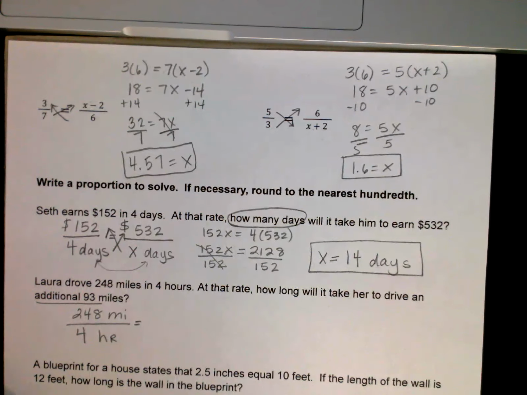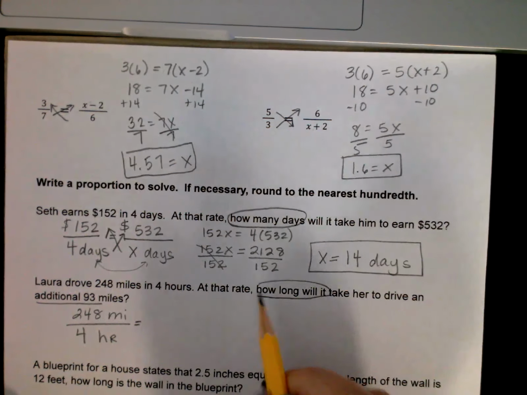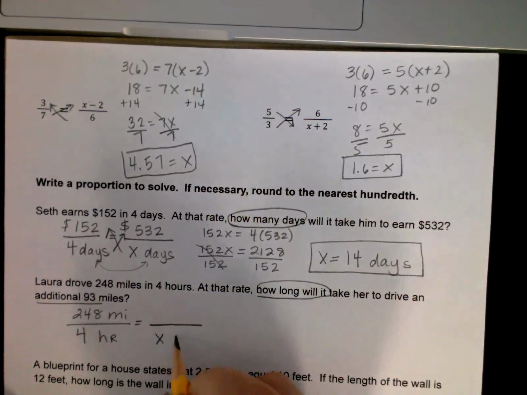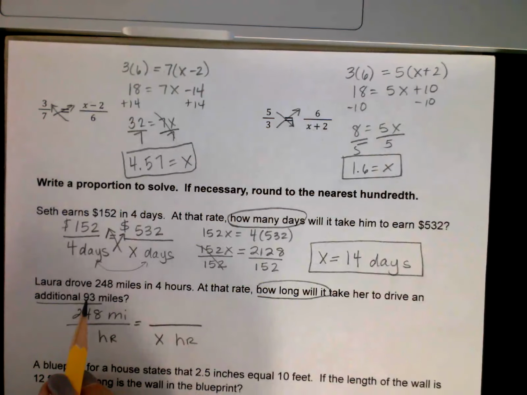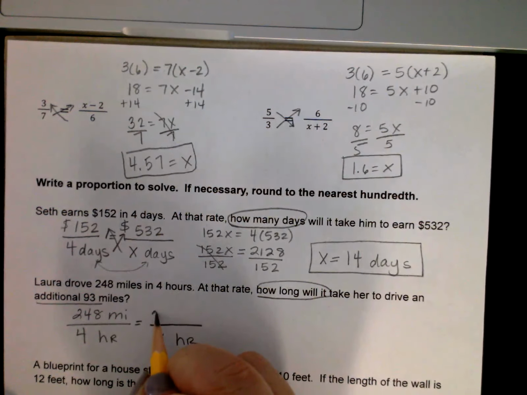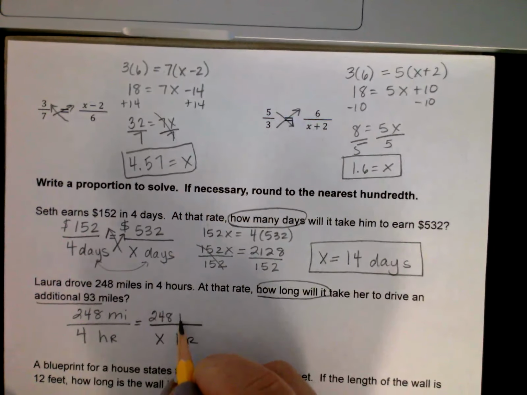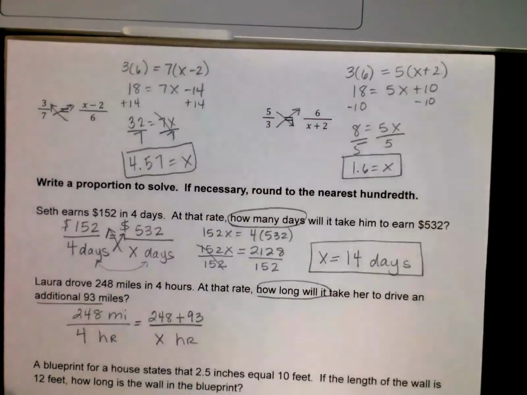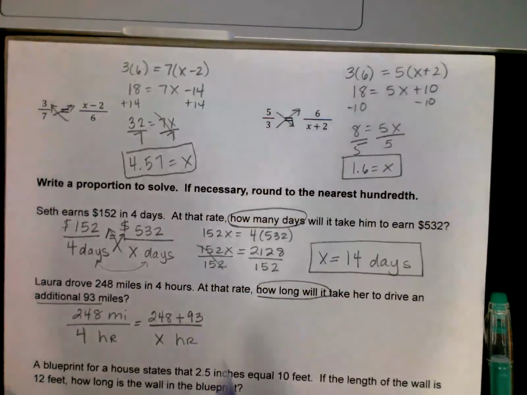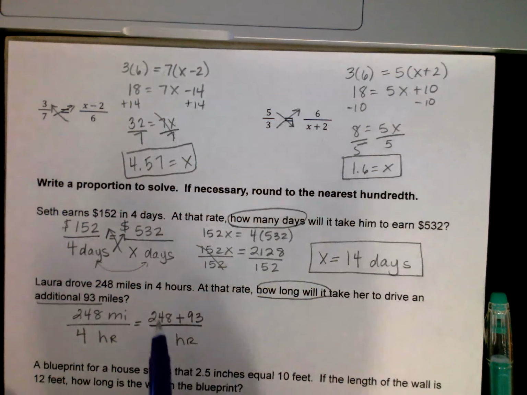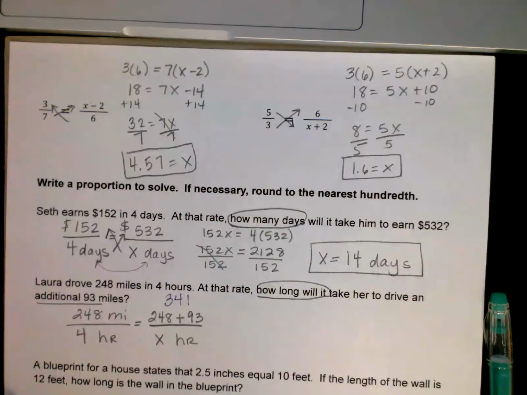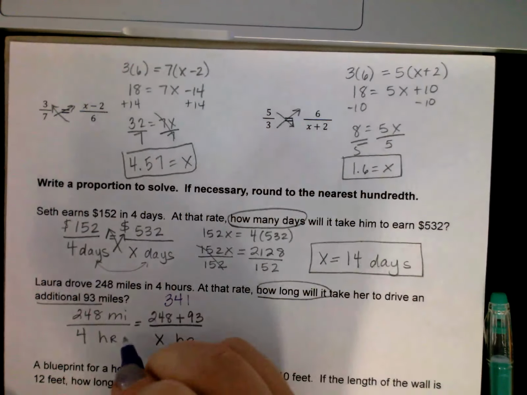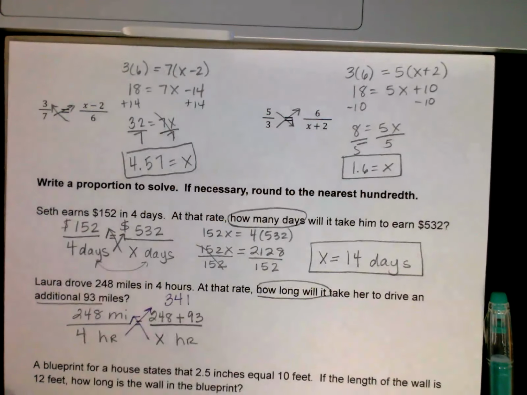Now, it wants to know how long will it take. So that means that's what I don't know again. When we don't know, that's where our variable goes. To drive an additional 93. Oh, so we're at 248. We want to go an additional 93 miles. So I need to take that and add or combine them together. When I add those together, I got 341. Now we'll proceed on using our cross product.